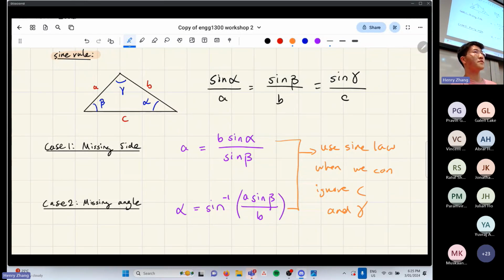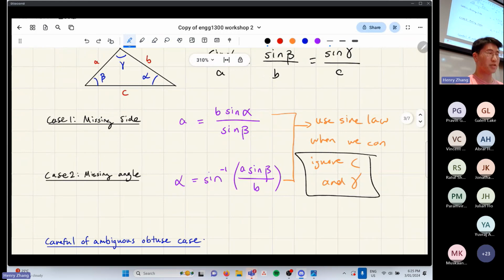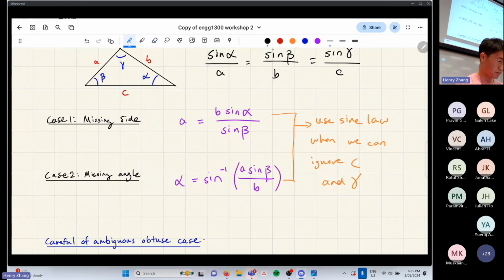So you can assign any of these sides as A, B, and C. So it could be this instead. So if you don't have A and alpha, then you can use the formula that way and rearrange. Basically like that. But what I mean is when we just completely ignore one side and the corresponding angle for it.